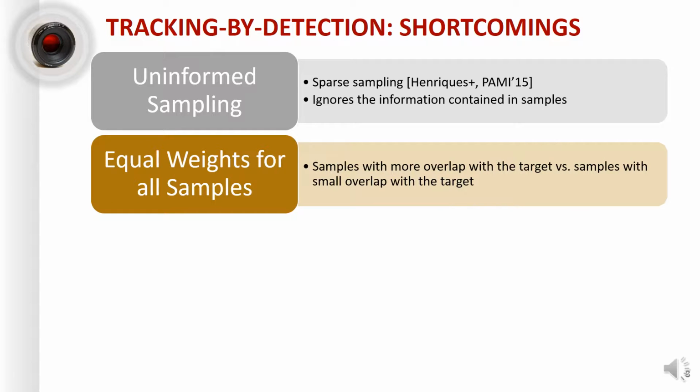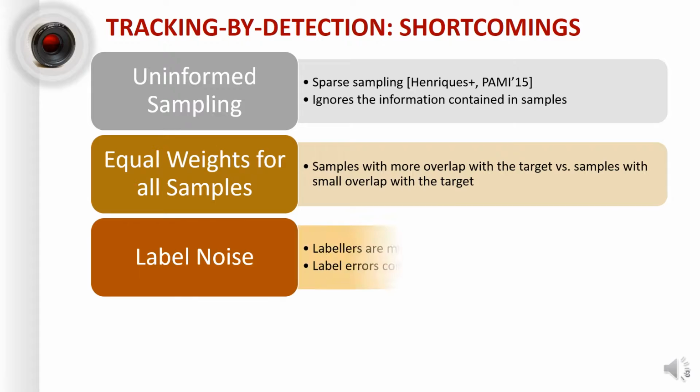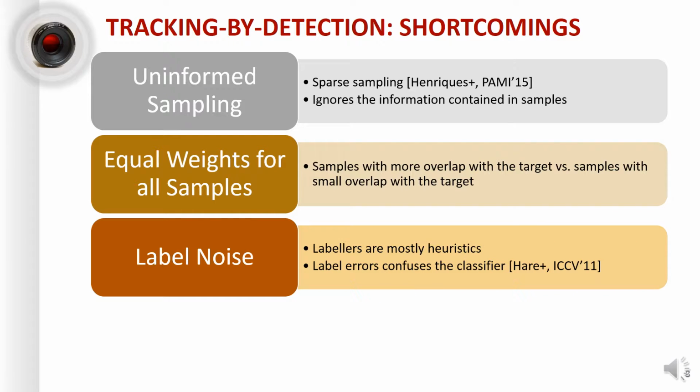The classifier is trained using all examples with equal weights, meaning that negative examples that overlap very little with the target bounding box are treated equally as those negative examples with significant overlaps. As mentioned, the labeler is typically built upon heuristics and intuitions rather than using the accumulated knowledge about the target, for example. Mistakes in labeling confuse the classifier and are known as the label noise problem.